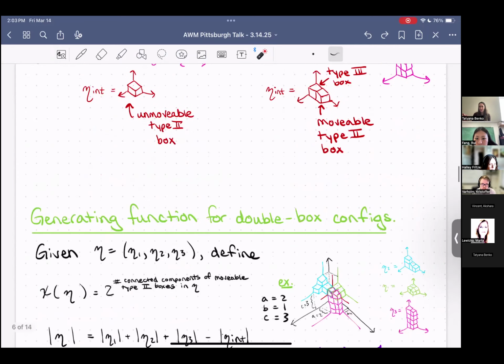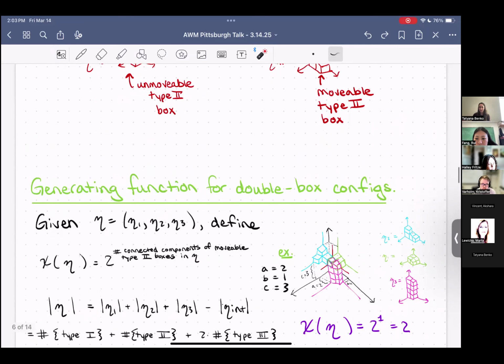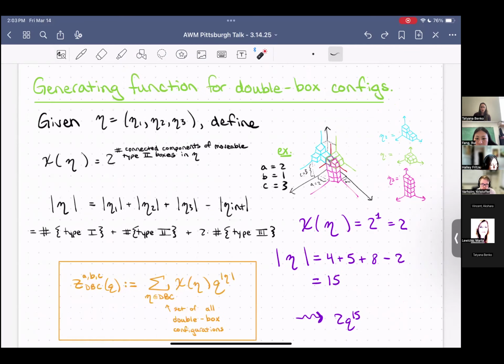So now we have that definition of the double box configuration. So let's introduce this generating function, which we saw in the beginning in our equality of generating functions. So given a double box configuration, let chi of eta be 2 to the number of connected components of movable type 2 boxes in that configuration.